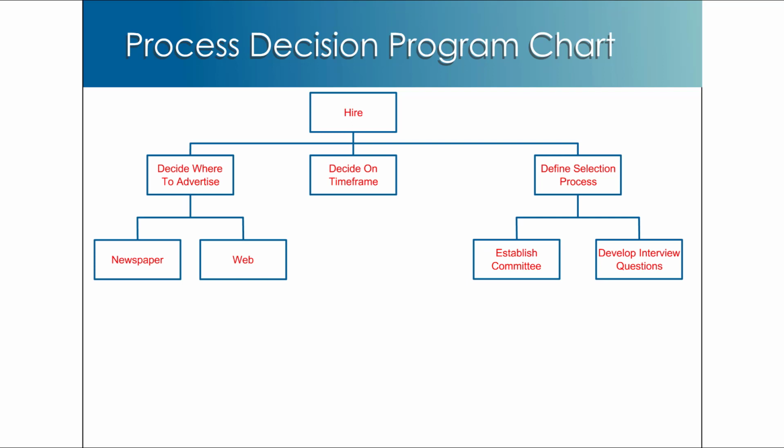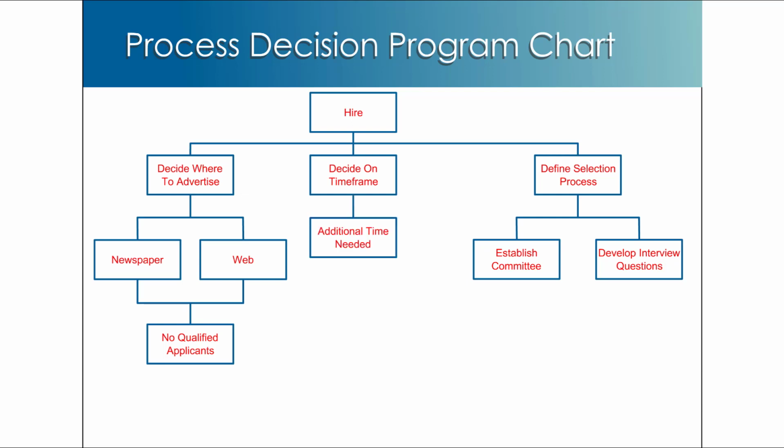Next, to provide contingency planning, we will ask what-if questions about the steps we listed. In our case, we would need to react if no qualified applicants applied based on our advertisements for both print and the web. So we ask ourselves, what if there are no qualified applicants? Likewise, our time frame would be thrown off if additional time was needed, so this becomes another what-if question in our chart. If we establish a committee and they can't come to a consensus, then we must prepare for that contingency. Also, if there are interview questions deemed inappropriate, we will want to weed those out as well.